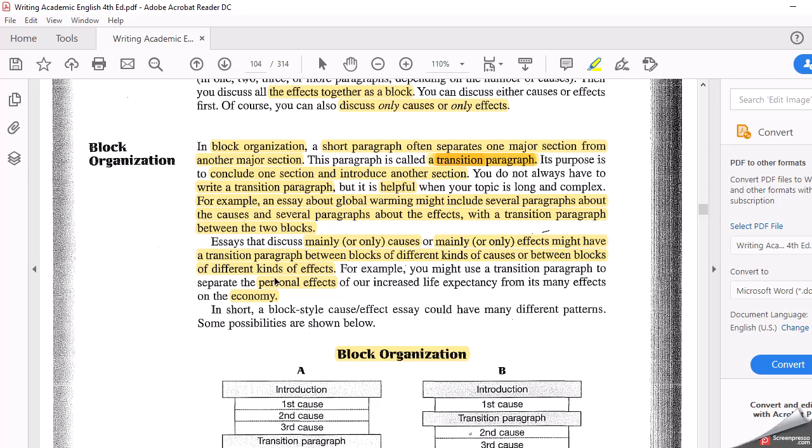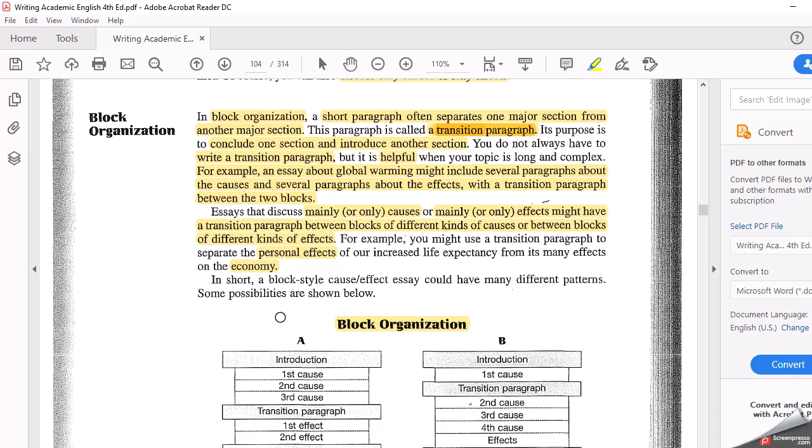The personal effects, they are to be put at the beginning. Then before I move to the economic effects, I put a transition paragraph. Then I move to the economic effects.